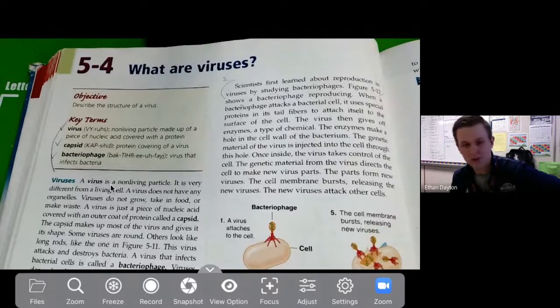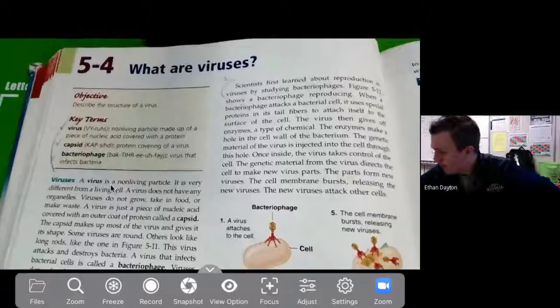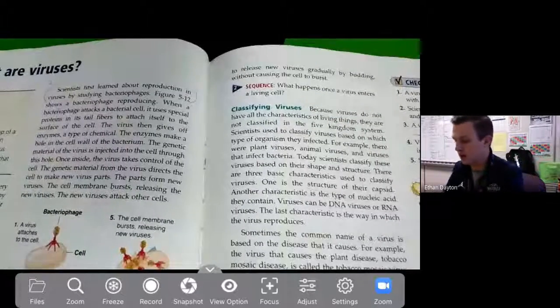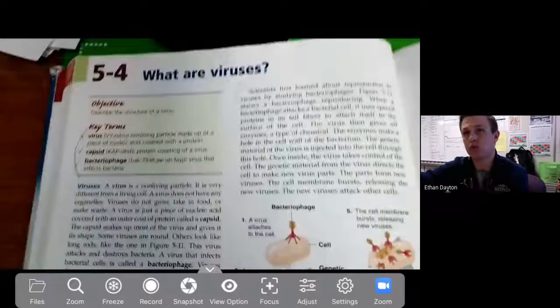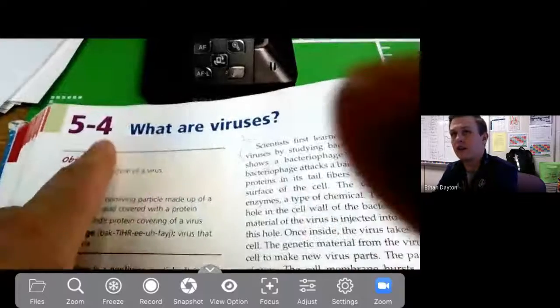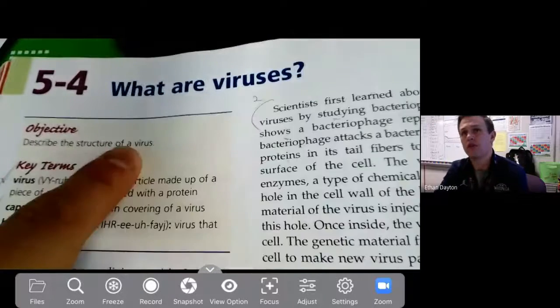I'm about to read to you pages 128 and 129 out of the textbook and questions 1 through 8 on page 129. So let's get right into it with page 128. The question we are attempting to answer today in our lesson is, what are viruses? Again, this is page 128. Our objective: describe the structure of a virus.